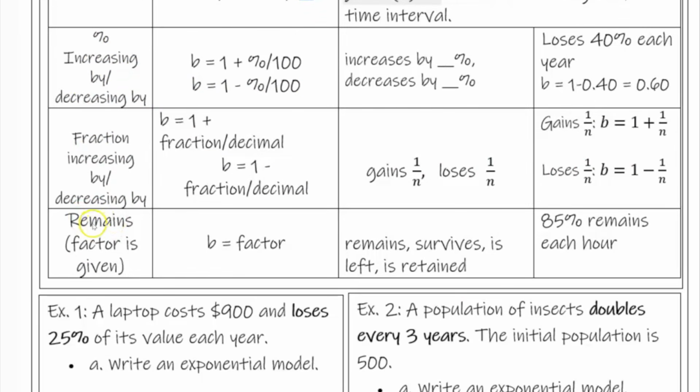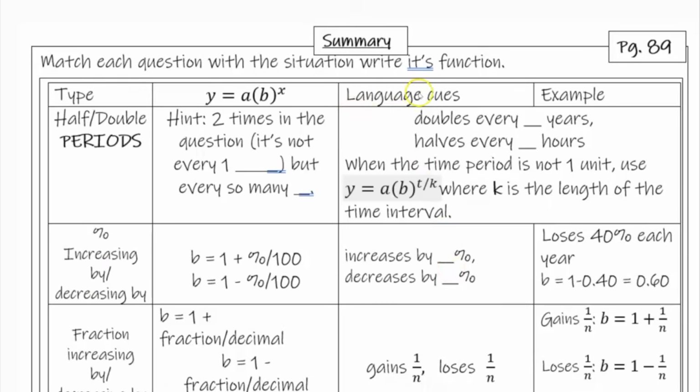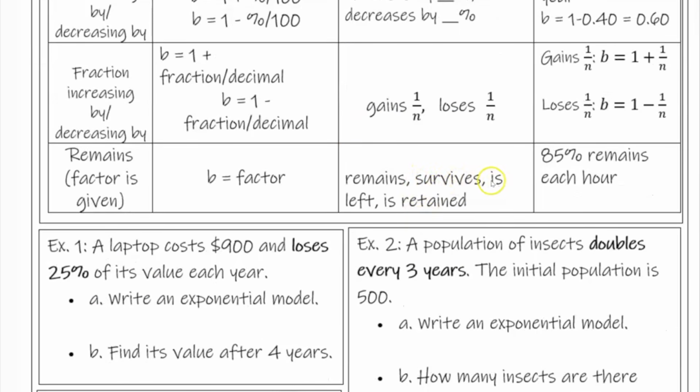And then finally, remains, the factor is given. So I have something remaining, that is the factor. Other words for that would be survives, is left, is retained. The all means remains. So here's an example. 85% remains each hour. This is the factor, but remember, anytime you have percent, that's not the factor, that's the rate. You have to divide that by 100. And so you'll get a fraction or a decimal. You can use either one of those. So again, remains is your b. So 85 divided by 100 is 0.85. So 0.85 is your b.